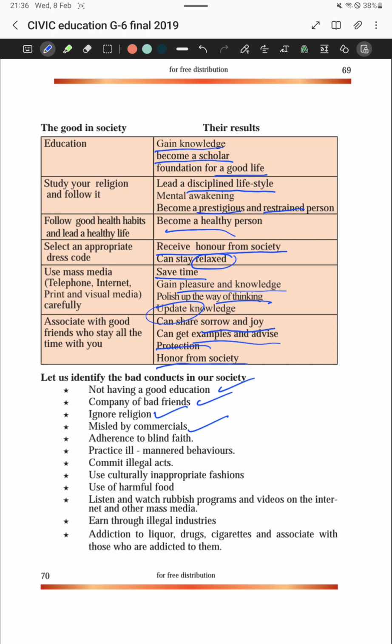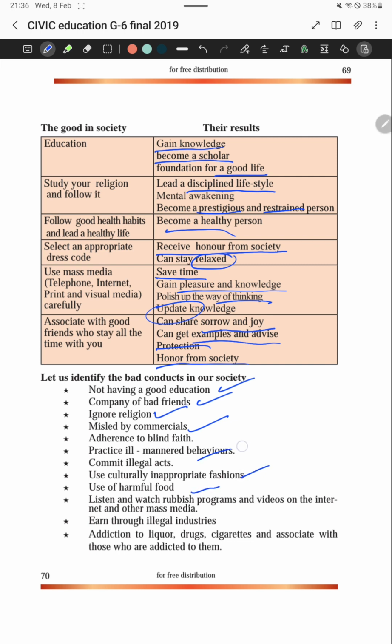And culturally inappropriate fashions. You know that. Like girls, when you are wearing inappropriate dresses in any place, that will not only disturb the society but will disturb you, right? And the society will get an indirect effect from you, right? You will damage or destroy your personality, right? So those are the things that can happen with inappropriate fashion. And also using harmful food is a problem, right?